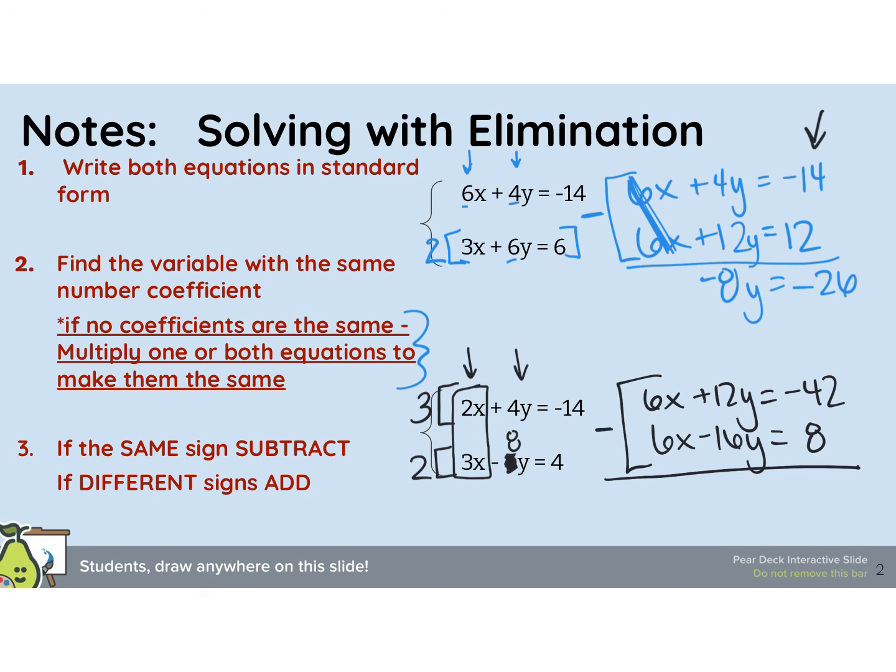They're the same, so we subtract. This is 28y equals negative 50 or something like that. We're not going to finish solving. I just wanted you to see that sometimes you have to multiply one equation, and sometimes you have to multiply both before you can eliminate one of your variables. So now we'll do a full example, and then you'll have practice problems.